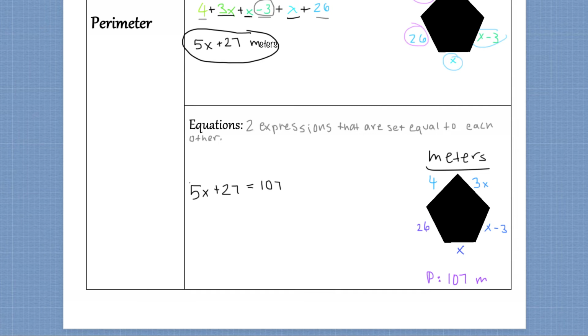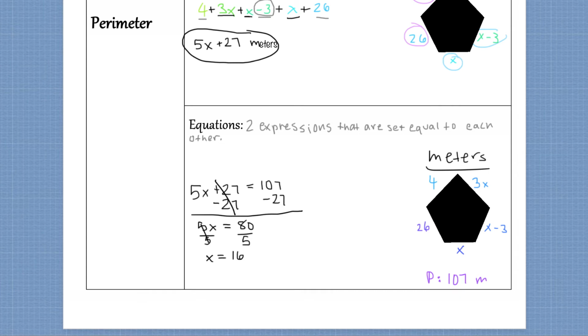And first we're going to get the x term alone. And so to do this, we're going to subtract 27 from this side and from this side. And so we have 5x, and the negative 27 cancels out the positive 27, which leaves us with just 5x, which is equal to 107 minus 27, which is 80. Now we're going to divide both sides by 5 to just get the x term. So 5x over 5 is just x, and 80 over 5 is 16.